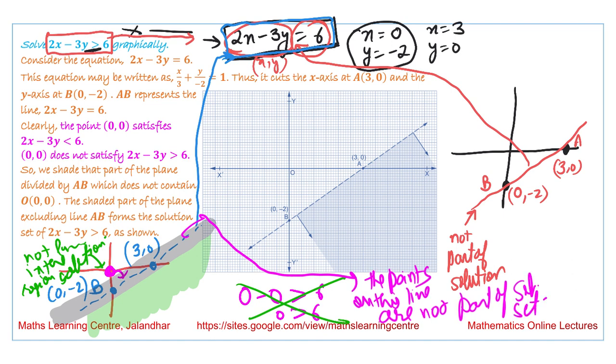So suppose you plot the answer in this form, this will be wrong. This will be wrong because it would represent that the points lying on this line are part of the solution set, but it is clear that these points are not part of the solution set. So this graph, this shaded portion, represents the required solution set.